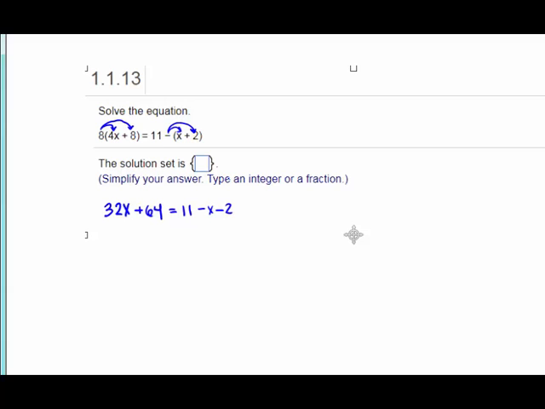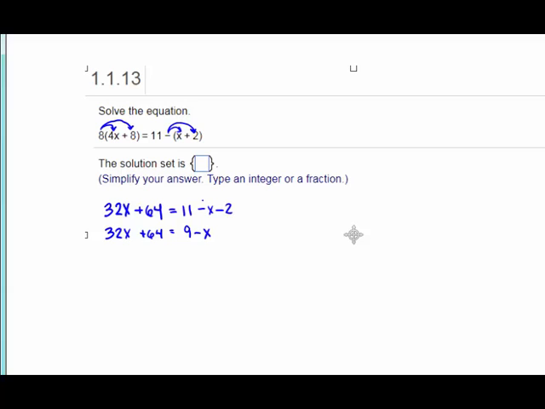The next thing that we want to do is go and combine like terms. So there's nothing that I can really combine on the left, but on the right, notice I have an 11 and also a negative 2, which is going to combine. 11 minus 2 is 9. And then we have a minus x.